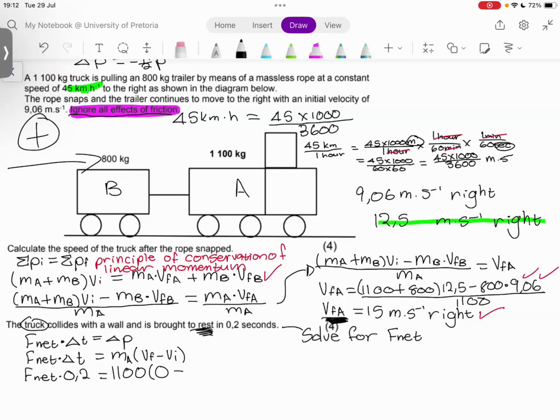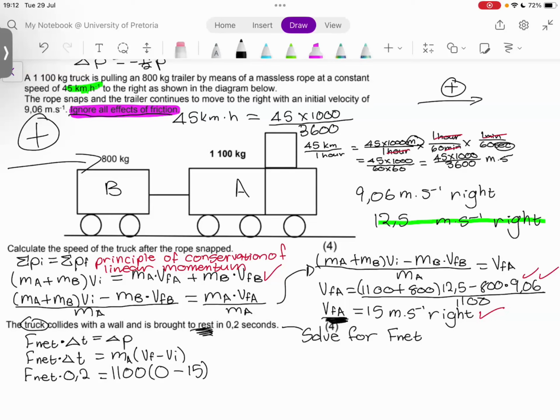Cool. So that's going to be VF minus 15. We're taking right as positive.